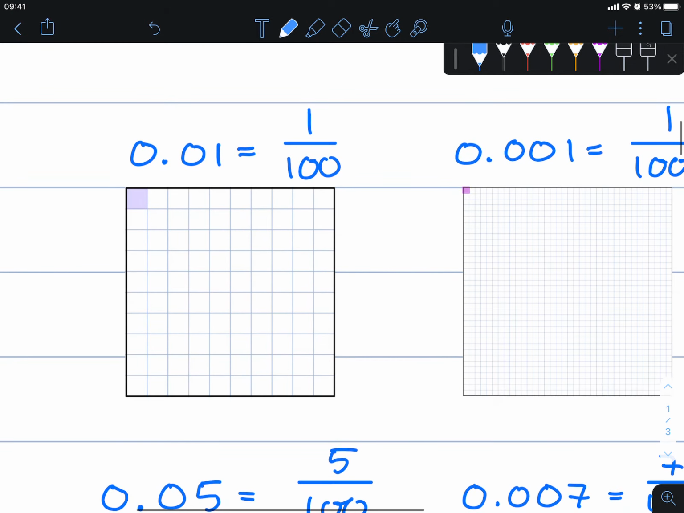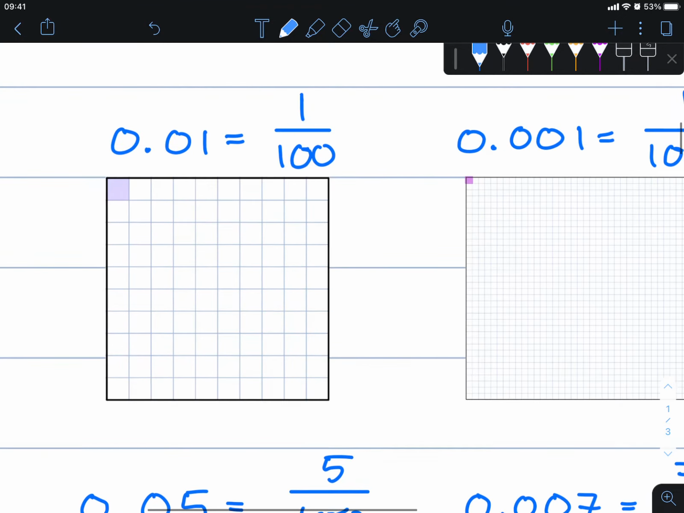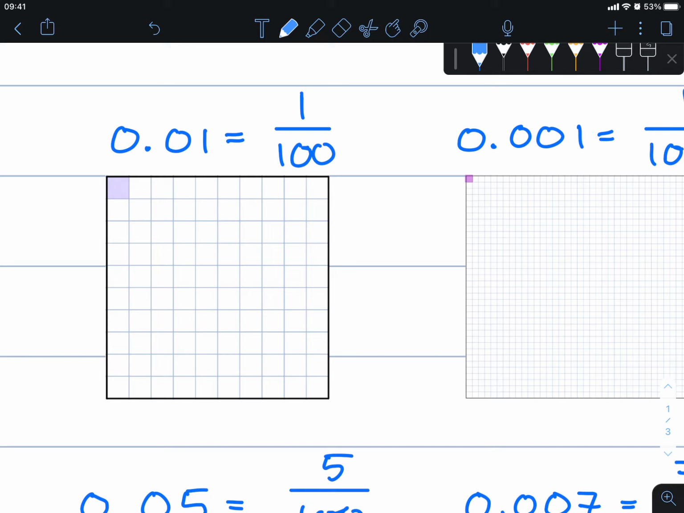If we had 0.01, it's actually 1/100. And what that actually means is there are 100 blocks. So we take one whole and we chop it up into 100 blocks, and we take 1 bit of it. So 0.01 is 1 out of 100 total blocks.